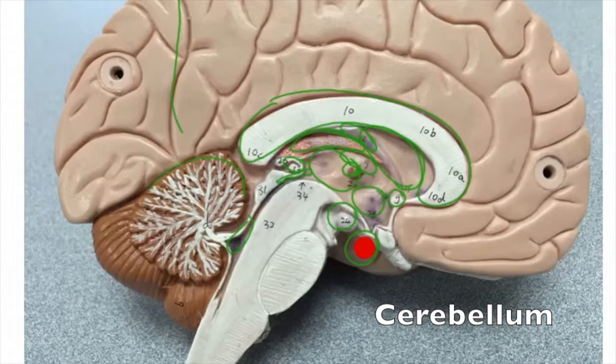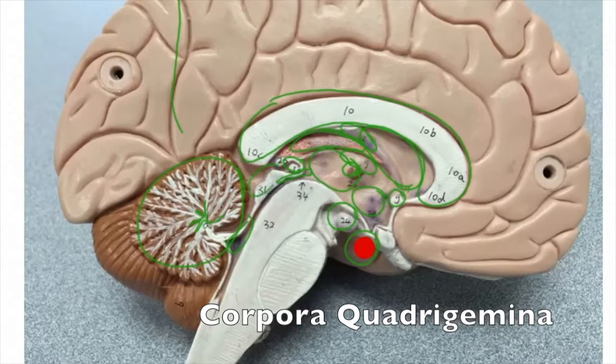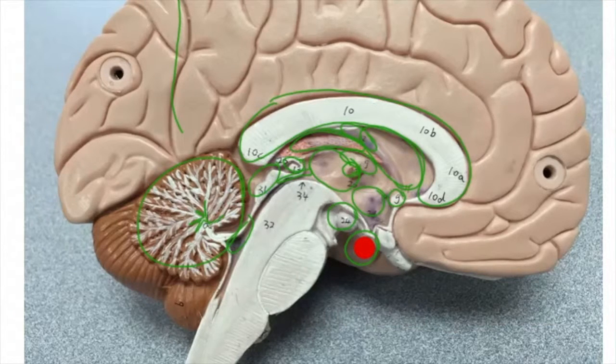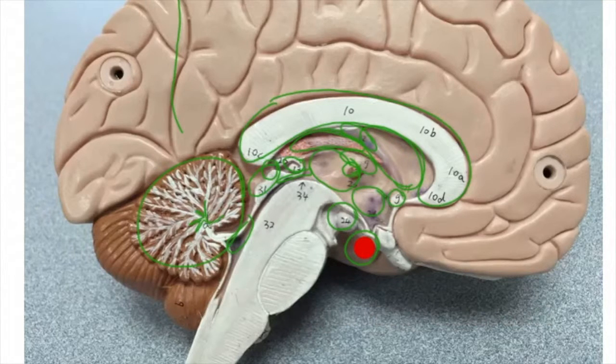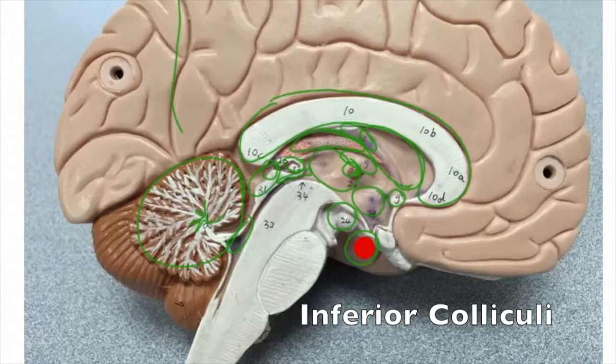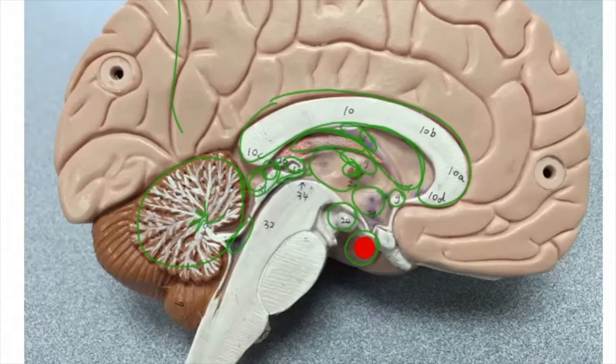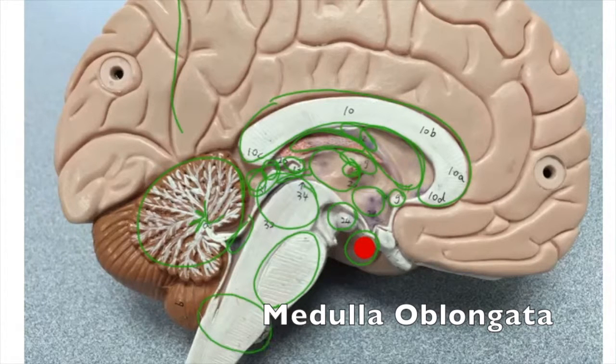Here's the cerebellum. Note the arbor vitae. Here we have the corpora quadrigemina. The superior portion is known as the superior colliculi, and the inferior portion is known as the inferior colliculi. Here we have the midbrain, the pons, and the medulla oblongata.